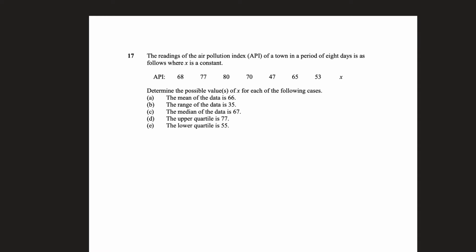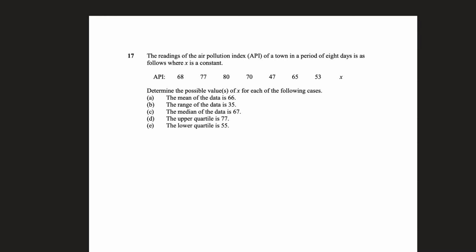Alright, let's look at question 17. We have the readings of some air pollution index, API, of a town over 8 days, and X is a constant. So you can see we have all these numbers, and then we have some unknown X, which is also just a constant, just a number. Determine the possible values of X for each of the following cases. So let's look. Part A.